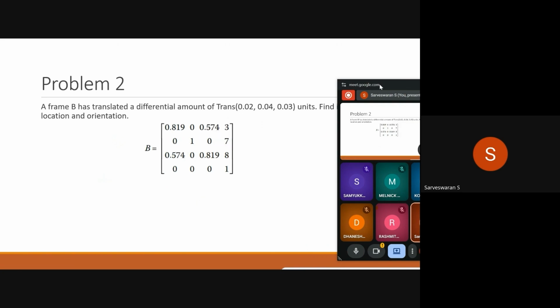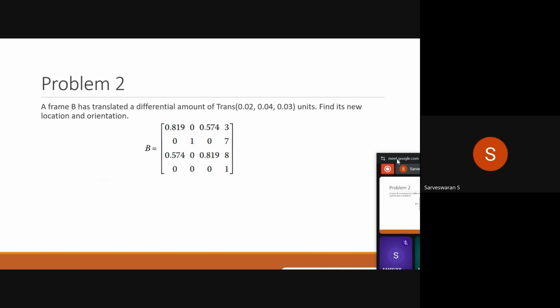So similarly, we have a few more problems. A frame, as I told in the first unit, is nothing but your homogeneous transformation matrix, which will tell you what is my position and orientation.